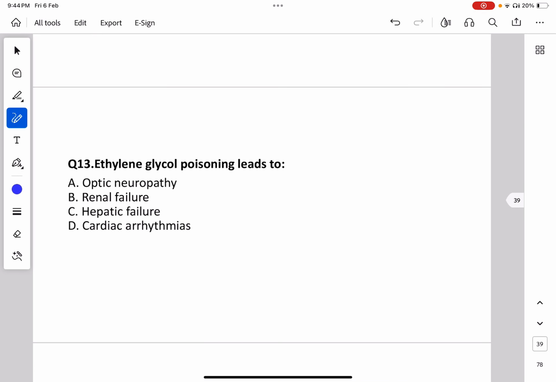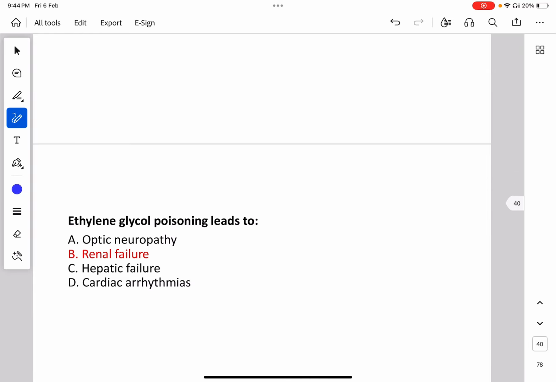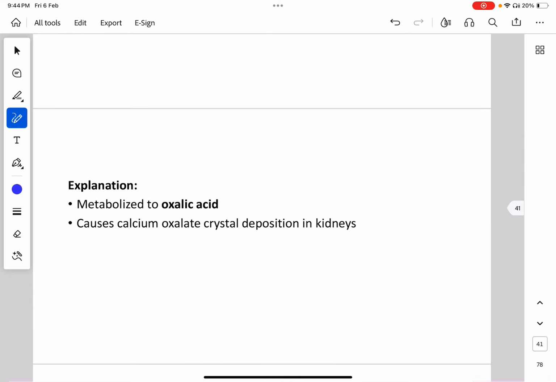Question 13, what will happen with ethylene glycol poisoning? Optic neuropathy, renal failure, hepatic failure, or cardiac arrhythmia. Optic neuropathy we have seen with methanol. Ethylene glycol poisoning leads to renal failure. What happens with ethylene glycol?